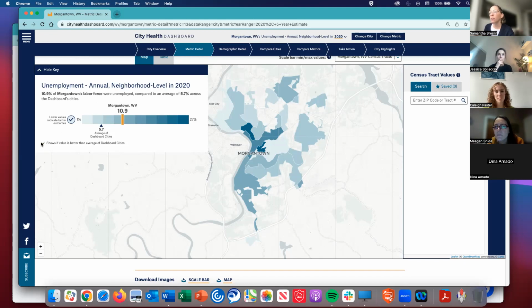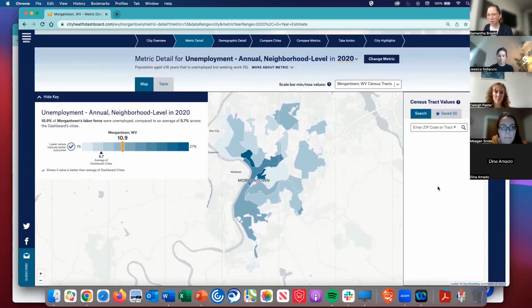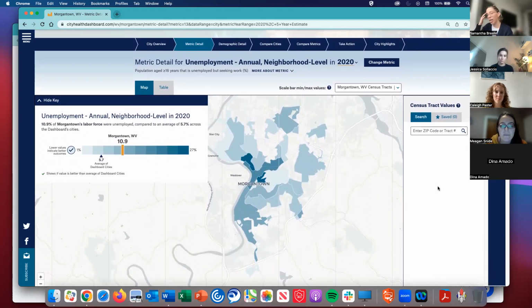And this green check mark, which we don't see in Morgantown, unfortunately, will be present when and if the city or the census tract value is better than the dashboard city average. And for about 90% of our measures, maybe even higher at this point, I should do the math again, we provide multi-year data with some metrics going back to 2012 or 2013. And so if multi-year data is available, you'll be able to toggle across years here.